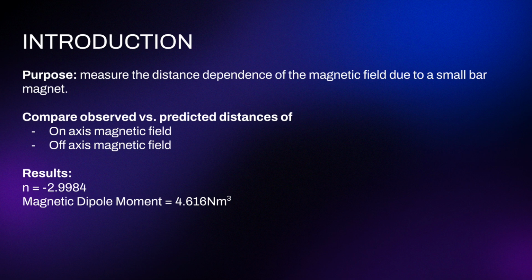We're going to be using GlowScript as our computational model, and the results we've gotten are n equals negative 2.89984, and the magnetic dipole moment is 4.616 nm3.